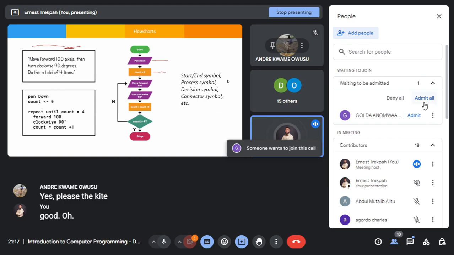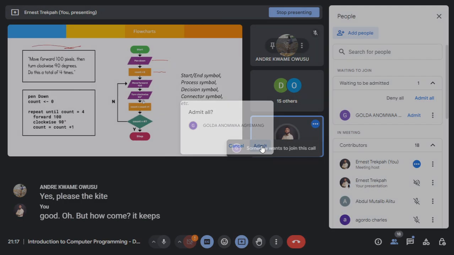But how come it keeps disconnecting? Or he is now joining?